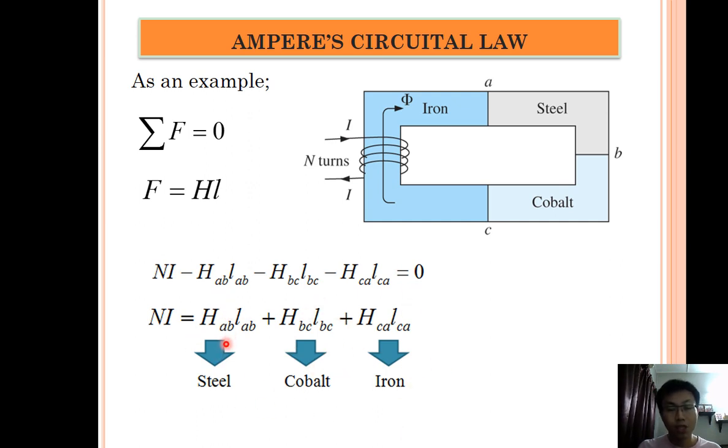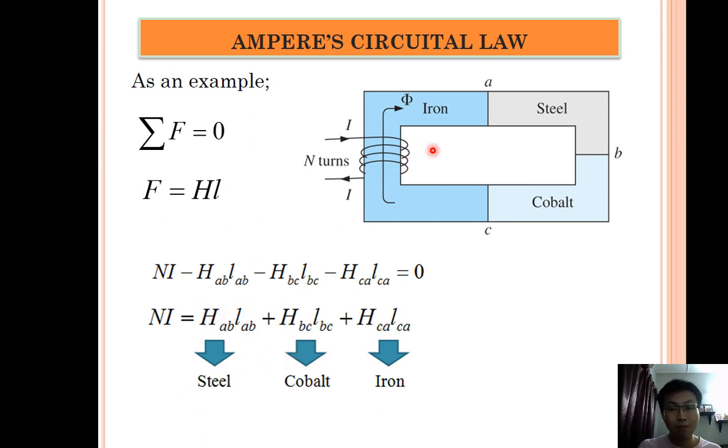So what is the equation for the steel? We have HAB times LAB. So A, B, steel, A to B. We take the length from A to B, the mean length, and the H inside times the L. Why do we have HAB, HBC, HCA? Why is it not only H? That's why we talk about material. Different materials have different permeability, and different permeability will have a different magnetic field. That's why we have a different H. So we split into three things: one is steel, one is cobalt, one is iron.